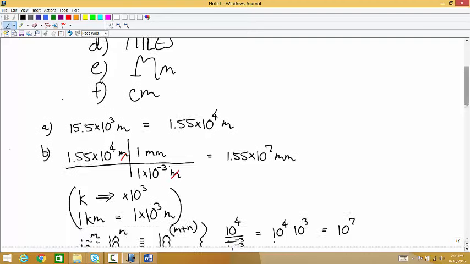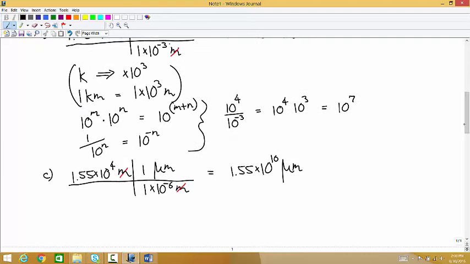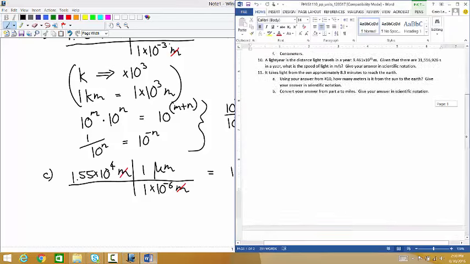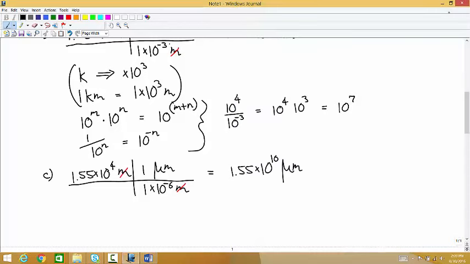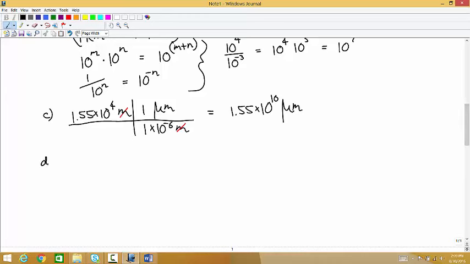Miles, I can't remember, on the back of that handout, oh, I have it right here. It gives you some conversions, so I'm just going to use the conversions that are given. So we have a conversion from miles to feet and from feet to meters. So I'm going to have to do it in a couple of steps. So 1.55 times 10 to the fourth meters.